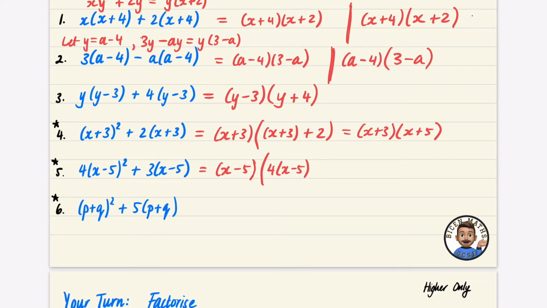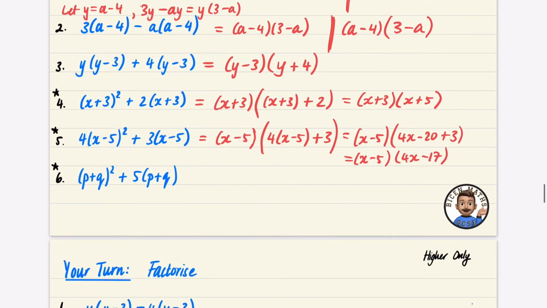And then x minus 5 is going to multiply by 3, so there's going to be a plus 3. Now this big bracket, we have x minus 5, we're then going to have 4x minus 20 plus 3. This is just expanding this, 4x minus 20 plus 3. So the final answer is x minus 5, 4x minus 17. Okay, definitely a challenging one.